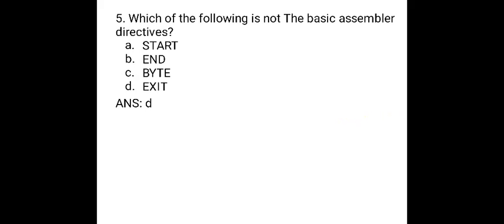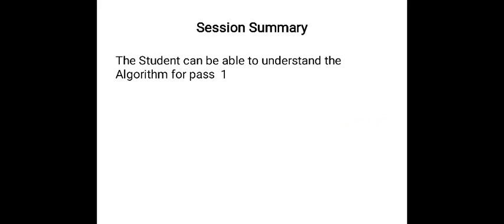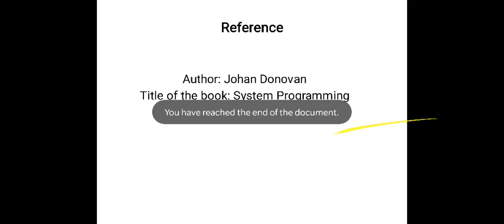And the last question is, which of the following is not a basic assembler directive? I think you got the answer. It is nothing but exit, because when you are writing assembler directives, you will have mnemonics like start, end and byte, but we don't use exit. So dear students, I think in today's session you were able to understand the algorithm for pass 1. For further reading, you can also refer to the book authored by John Donovan, and the title of the book is System Programming.